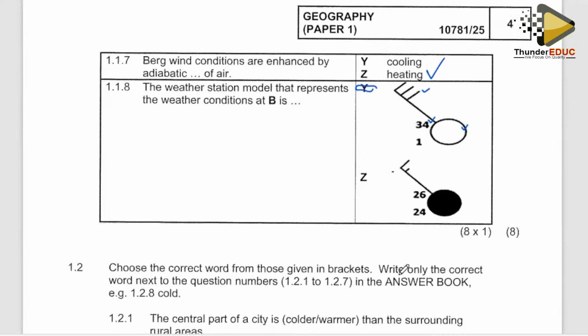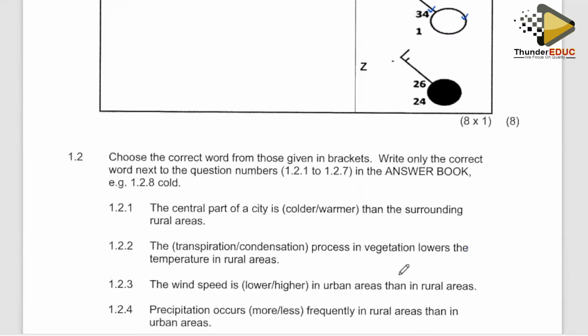Right. That takes us to the end of the first part. We move on to the second part, which is question number 1.2. Question number 1.2 is based on a choice from the given two sets of words to make the statement correct. Number 121. The central part of a city, is it colder or warmer than the surrounding rural areas? Our correct response is warmer.